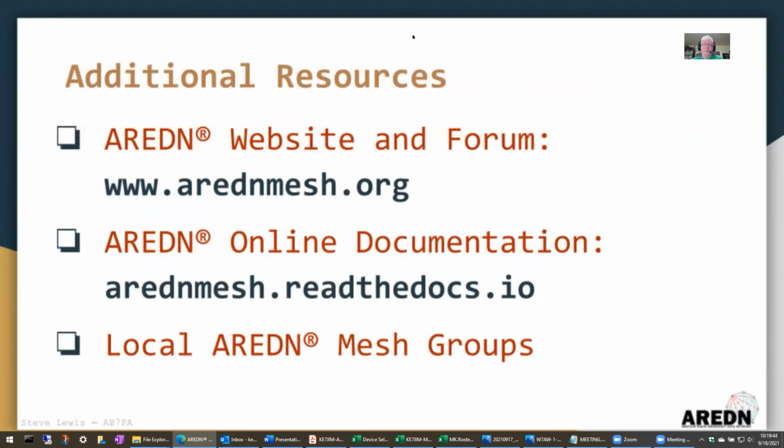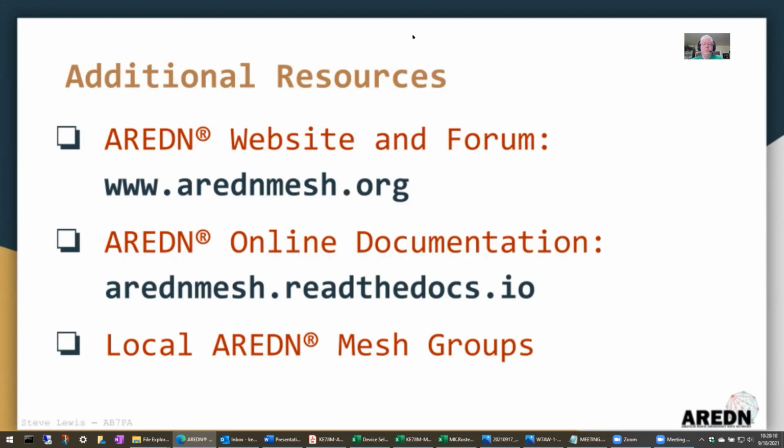Probably the best single place to go for additional information is the Arden website at www.ardenmesh.org. There you will find information about the types of radios that are supported, as well as all of the Arden software available for download. There's also a wealth of information on choosing devices and planning Arden networks for MCOMs.